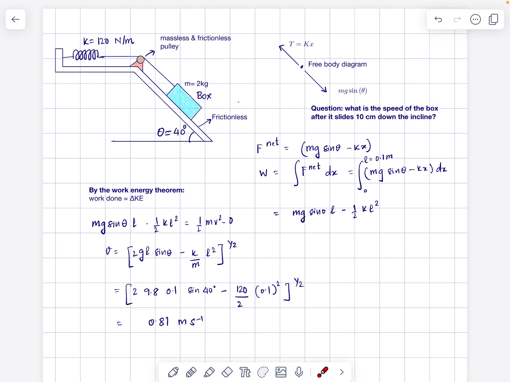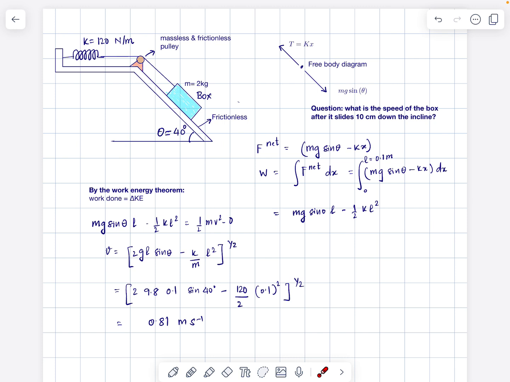So that's the question. There are a few things that we need to assume. One thing we need to assume is that there is no friction on the inclined plane. The pulley itself here is massless and frictionless. A few more things that we need to take into account: whatever distance this box slides down by is the distance by which the spring stretches. So if the spring stretches by 5 centimeters, the box slides down by 5 centimeters. That's fairly obvious, right?